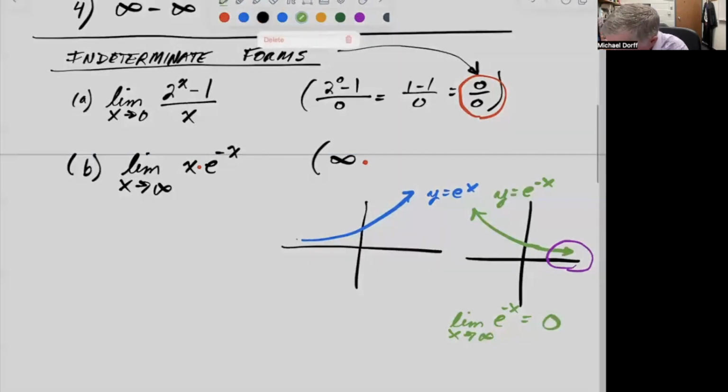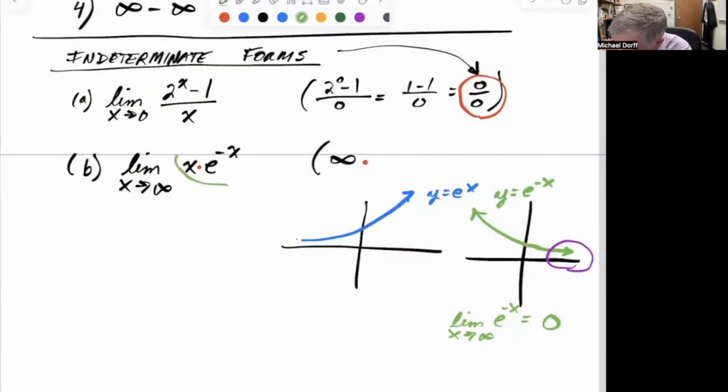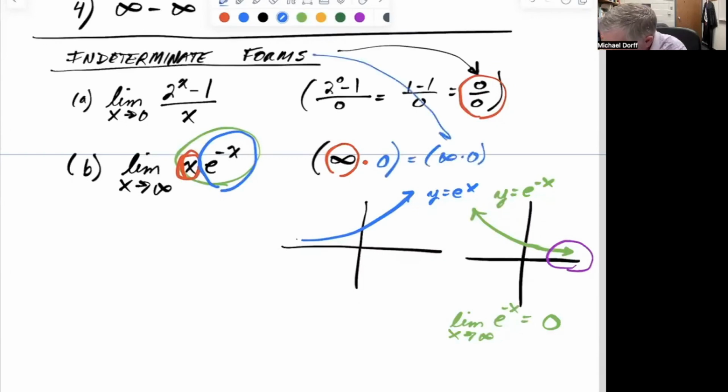So if I go back to the original problem I had here, we know that this part is going to go to infinity, and this part here is going to go to 0. So we have infinity times 0, and that is an indeterminate form. All right, another example of an indeterminate form here.